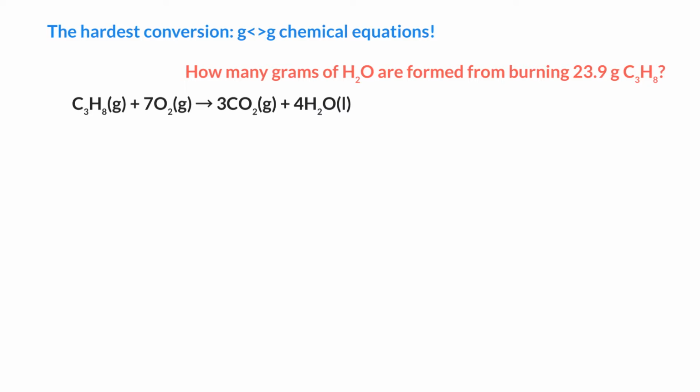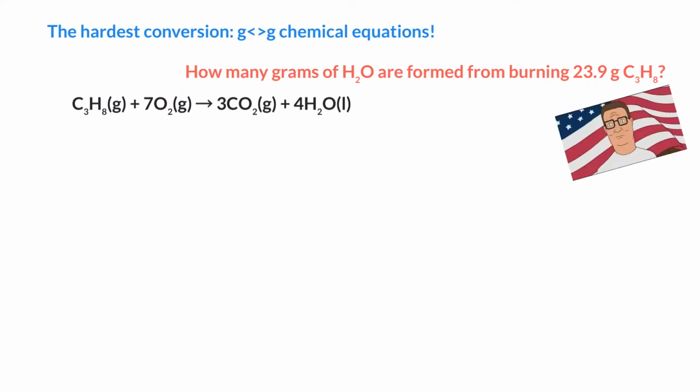So this is going to be our hardest problem here. In fact, this whole field is called stoichiometry, the idea that we can calculate from what we start with what we'll end up with. So here's one. This is the hardest one we're going to do this semester, I believe. The question is, how many grams of water are formed from burning 23.9 grams of C3H8? C3H8 is propane. And if you're grilling outdoors, you're probably using a propane grill, I'm guessing, unless it's charcoal.